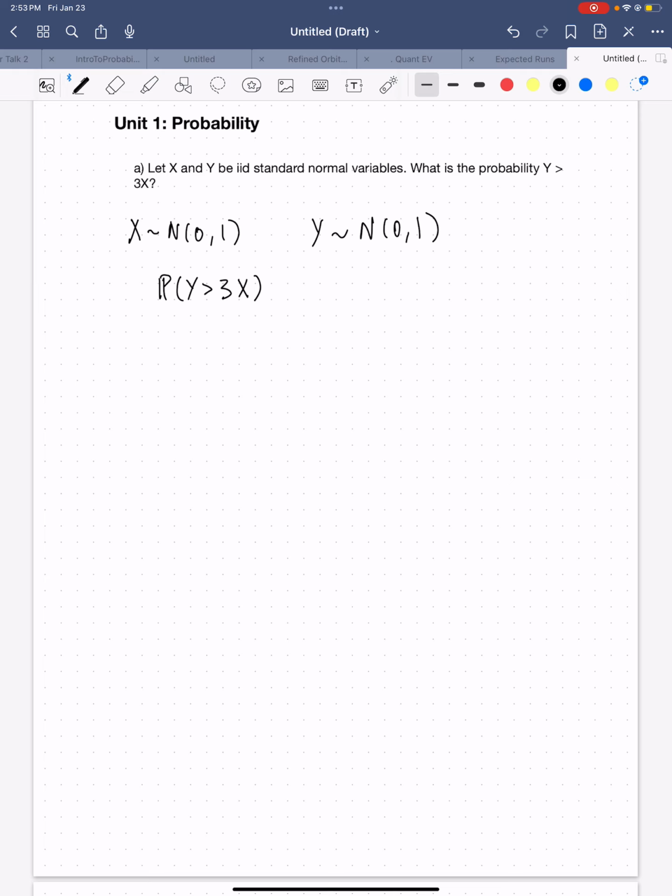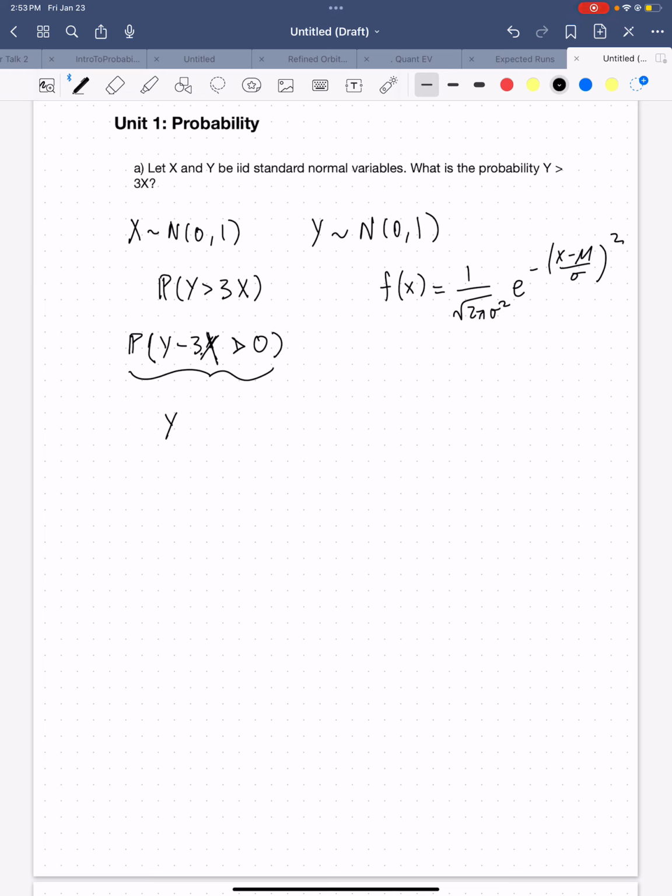So before one starts trying to write down probability density functions and these things, we should try to see if we can manipulate this somehow. The easiest thing to do is to just move everything over to one side. And now we have to understand this probability. But if you remember, sums of normal variables are normal.